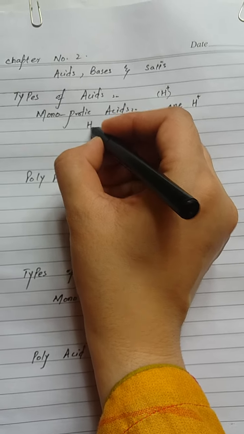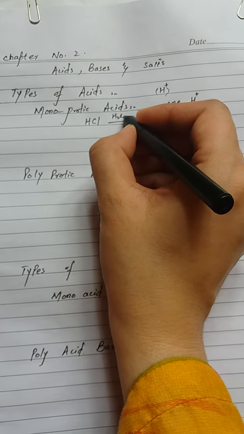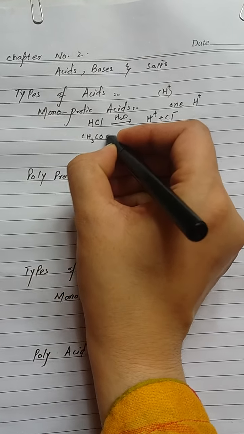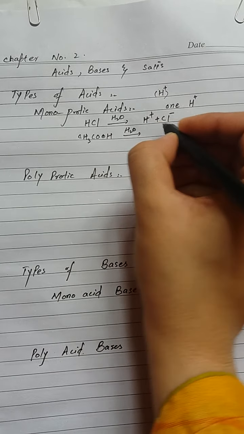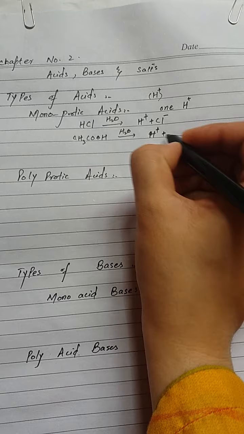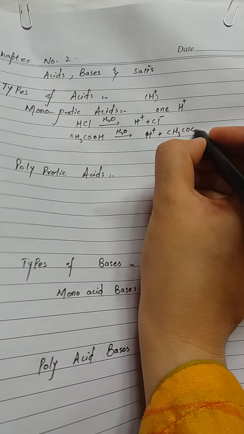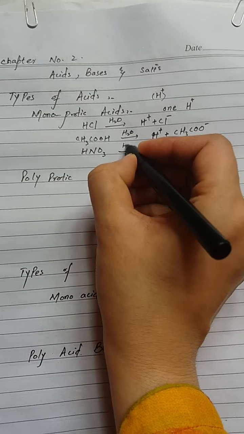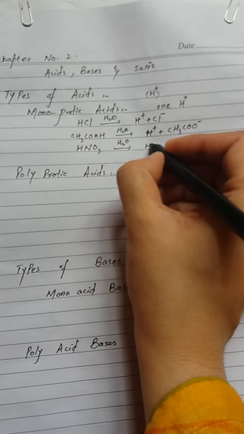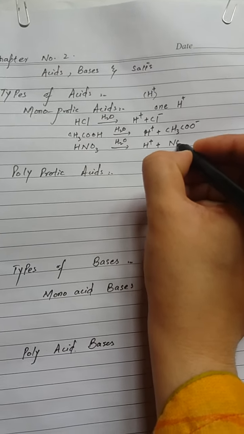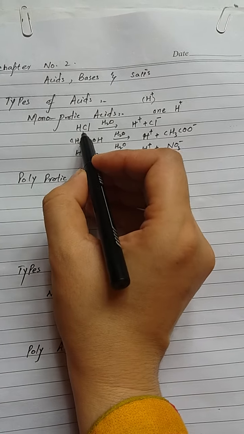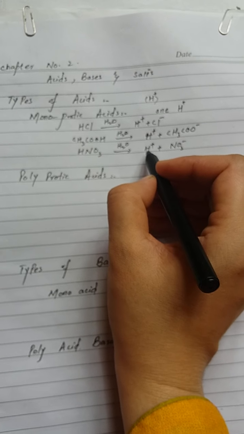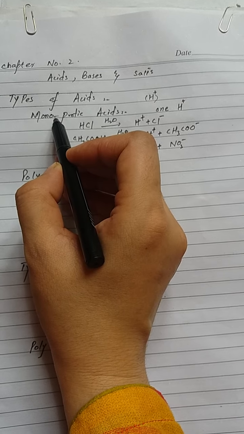For example, when HCl is added to the water, it produces only one proton. Similarly, when acetic acid is added to the water, it produces one proton, H positive ion and acetate ion, CH3COO negative. Similarly, HNO3, nitric acid, when it is added to the water, produces only one proton, H positive, and nitrate ion. So HCl, acetic acid and nitric acid produce only one proton per molecule, so these acids are known as monoprotic acids.